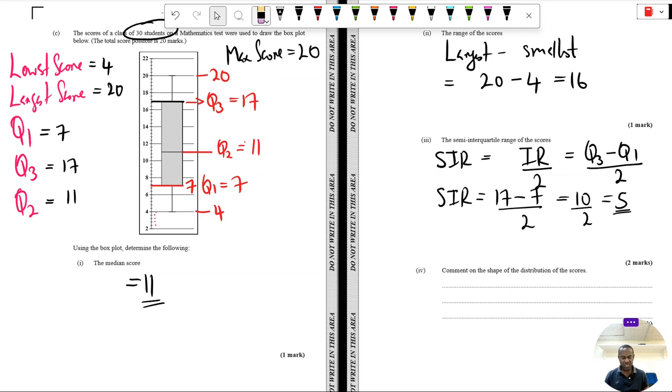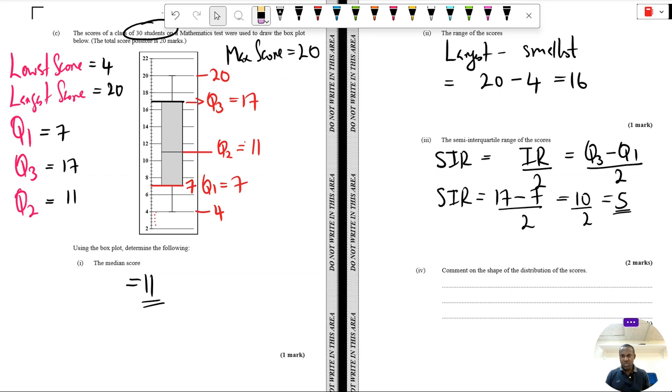So basically what this tells us is that there is a larger number of scores closer to the lower values than to the larger values. In other words, there's a greater part of the distribution which of course is closer to the lower scores than they are to the larger scores. And that's basically what this tells us about the distribution.